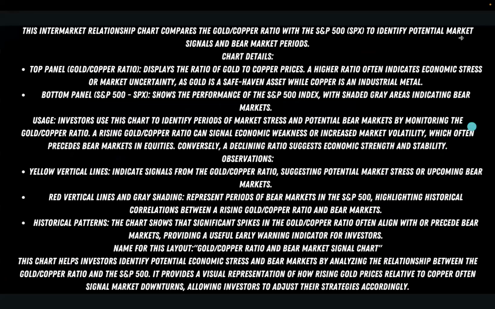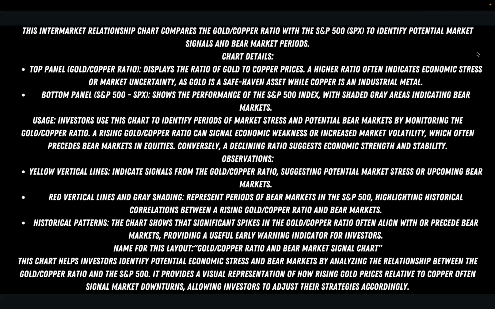This is an intermarket relationship chart comparing the gold copper ratio with the S&P 500 to identify potential market signals and bear market periods. Investors can use this chart to identify periods of market stress and potential bear markets by monitoring this gold copper ratio. A rising gold copper ratio can signal economic weakness or increased market volatility, which often precedes bear markets in equities. Conversely, a declining ratio suggests economic strength and stability.